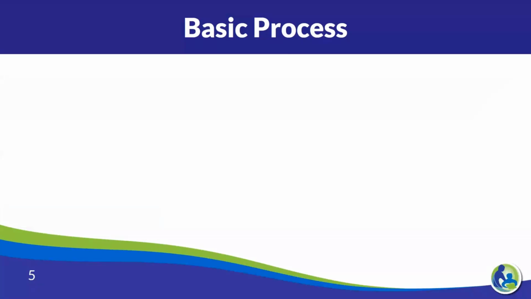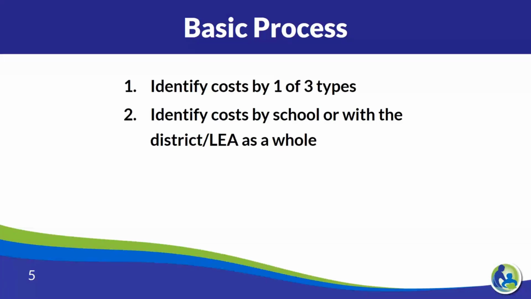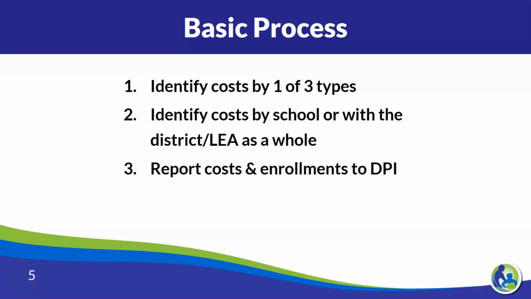The basic process for getting ready for this, which your business offices have been going through, is to first identify costs by one of three types, then identify costs either by individual schools or with your district or LEA as a whole. Then that information is reported to us at the department, and we do the actual per pupil math, so you don't have to.